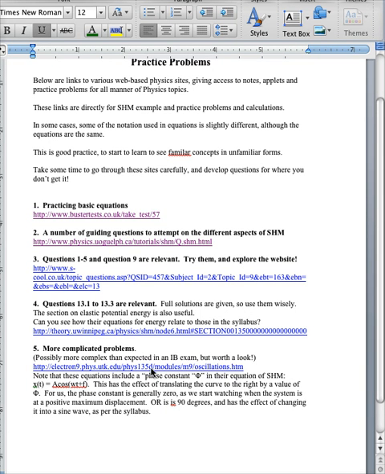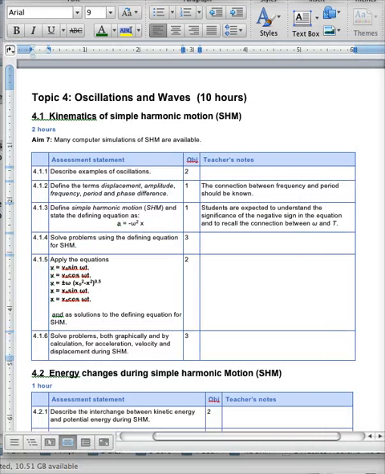Now the equations include a phase constant. There's a bit of discussion about that. That's to do with changing the phase like we saw before. So have a go if you like. It'd be great if you can do them. If you can do this, you can basically cover anything in the IB. Right, back to our syllabus.